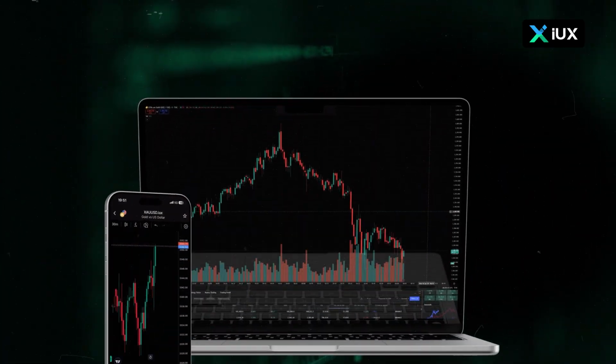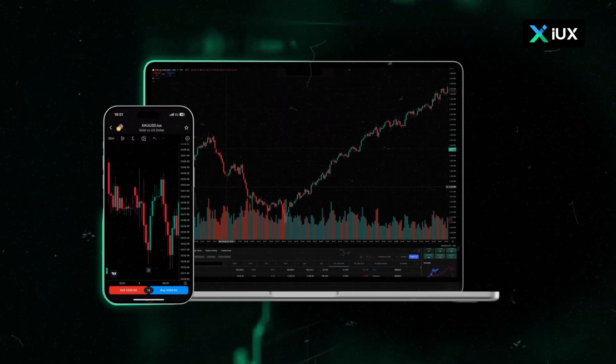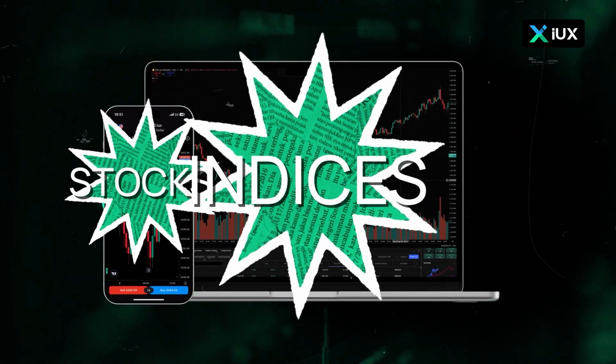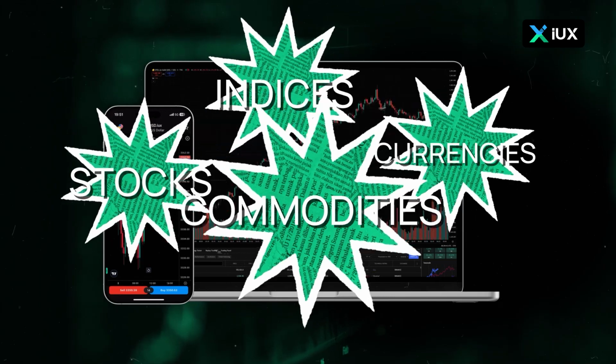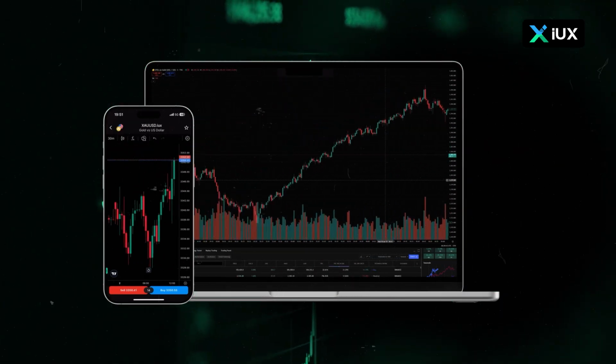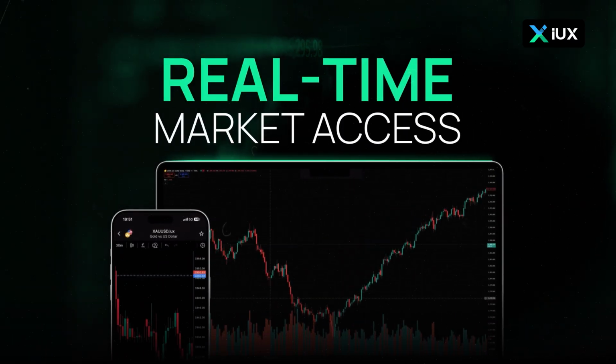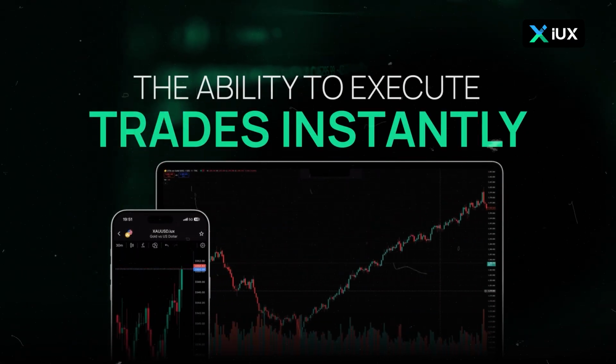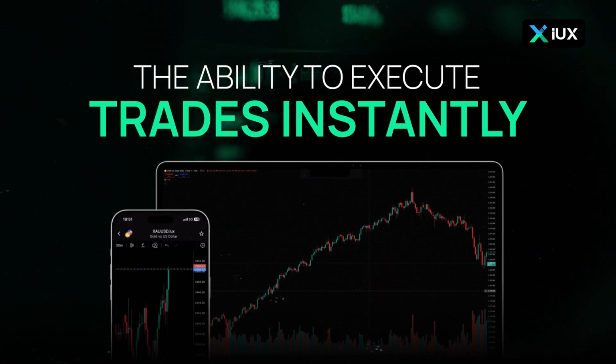A trading app is a platform that allows you to buy and sell assets like stocks, indices, currencies, commodities, and more, all from your smartphone or computer. It gives you real-time market access, tools for analysis, and the ability to execute trades instantly.